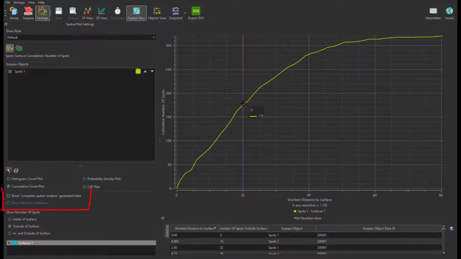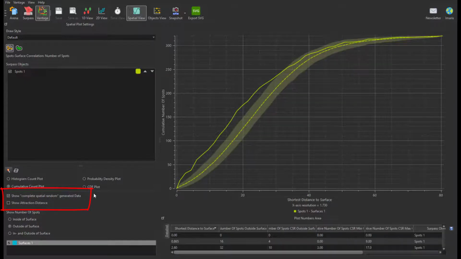In the background, Imaris randomly throws the same number of spots into the same 3D volume and adds the results to both histogram count plot and cumulative count plot. The results of these simulations are added to the plot when you click the option Show complete spatial random generated data, and represented as a dashed line surrounded by a shaded region. It's important to understand that there were 1,000 simulations made. 98% of those simulations gave the result within the shaded region, while 1% of the simulations gave the result above the shaded region and 1% below.